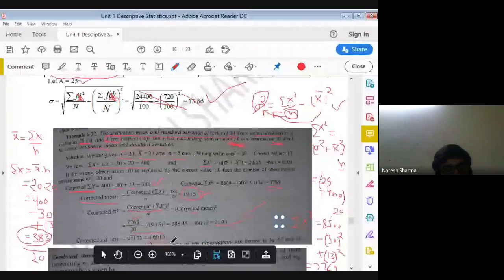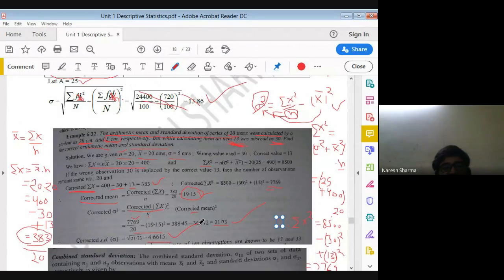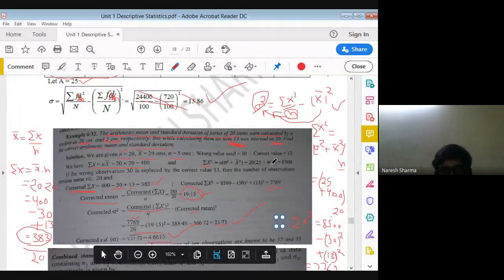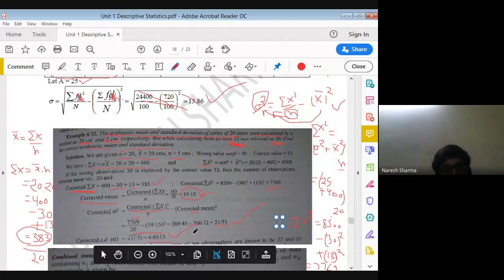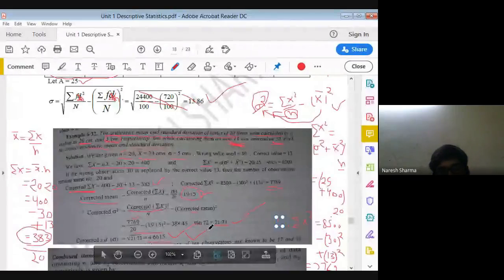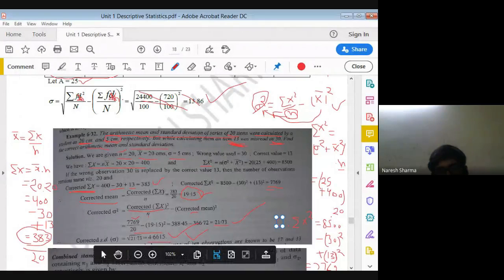Hope you get it: once you have the wrong entry, you can just subtract that wrong entry and add the correct one. For the standard deviation, you also require the change in summation x square. So that's why we first find summation x square, then we add your correct entry and subtract the wrong entry with their squares in summation x square, and put it in the normal formula. All values should be correct. Then you get your results. So hope you get this.